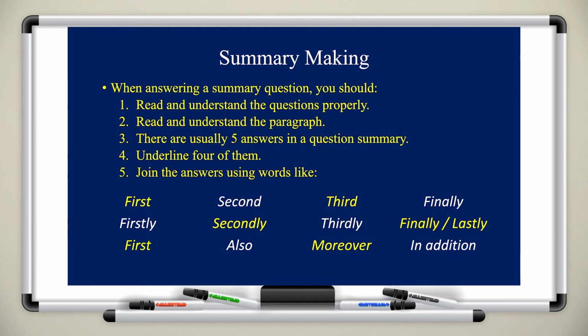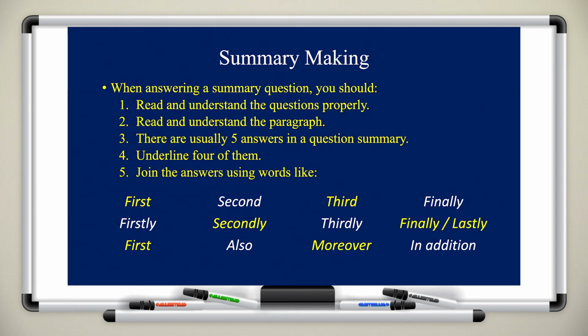So when you summarize and you have a passage that you want to give me the main ideas, the summary, you should consider the following. Number 1, read and understand the question. Number 2, read and understand the paragraph itself clearly and thoroughly. Number 3, there are usually more than 4 answers, you just want 4. Underline 4 of them. Even if there are more ideas, we just need 4.